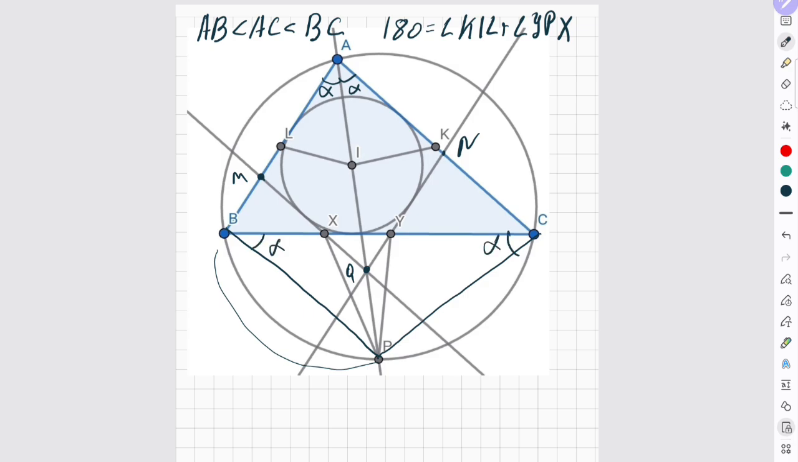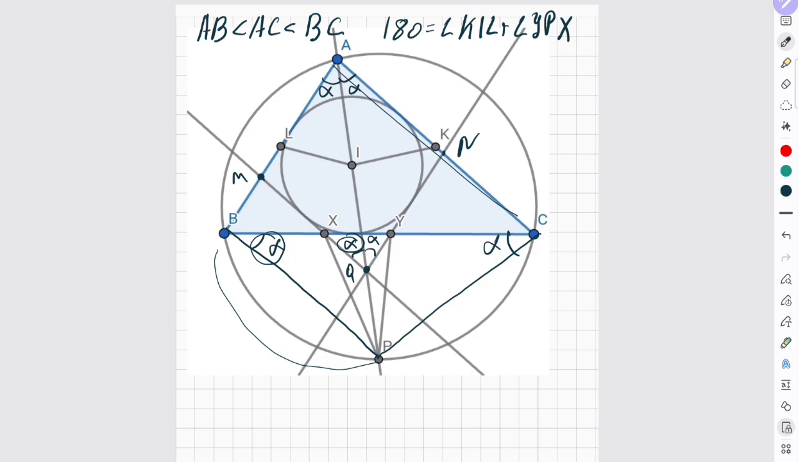On the other hand, as we know that MX and AC are parallel, from the Z rule here, we can say that this angle here, I will call it the angle XQA, is alpha also. Same as here for the YQA angle. And we have this property here. It is alpha and it is also alpha.